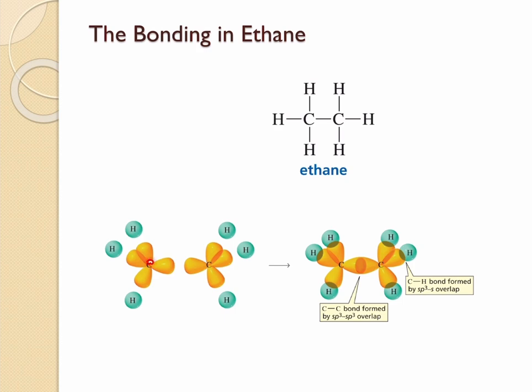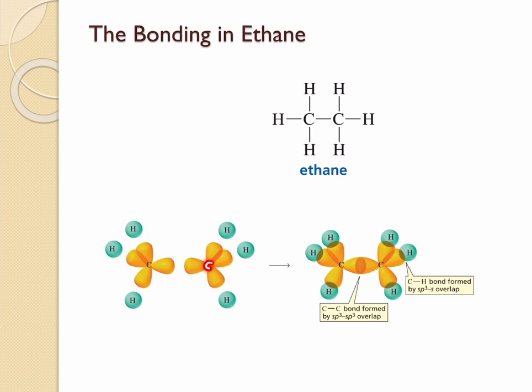So let's take a look at this carbon right here, the first carbon. It has, like what we have seen in the case of methane, 4 sp3 hybridized orbitals. But out of the 4 sp3 hybridized orbitals, 3 will be used to form bonds with 3 hydrogens, right? And the remaining 4th sp3 hybridized orbital will be used to form a bond with the other carbon, right?